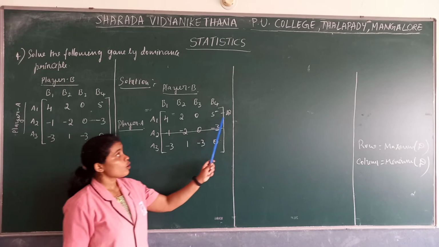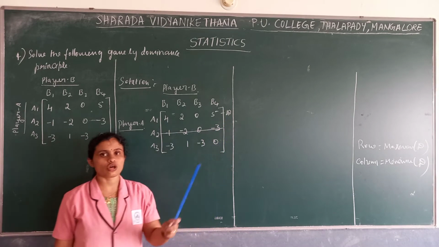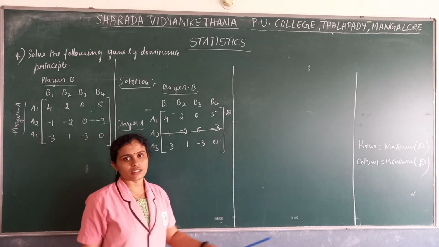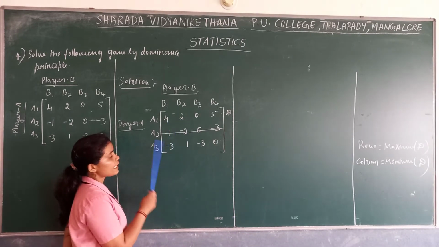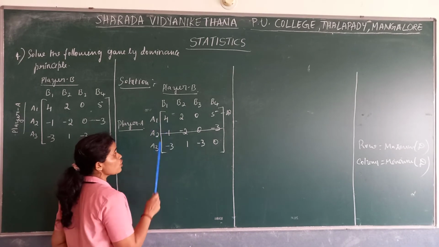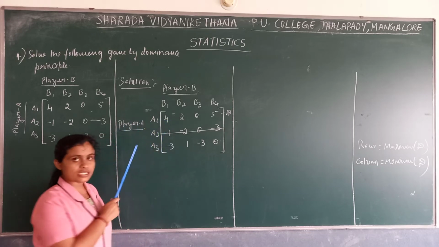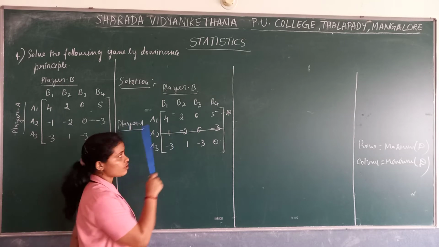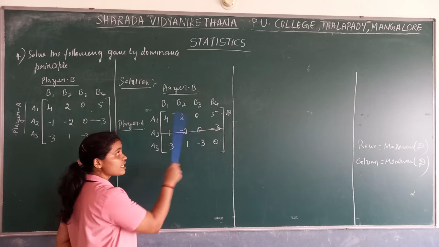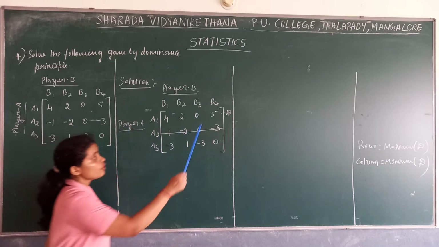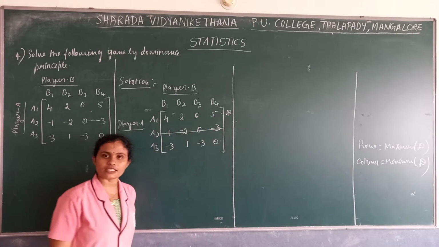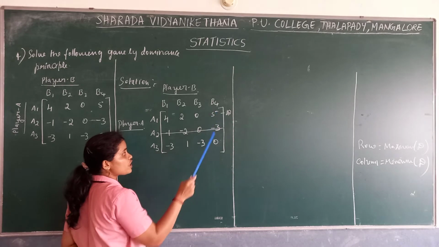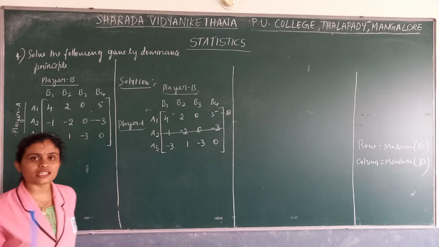As I said, once we get one row as the dominating one, we can compare it with the other rows. So we'll compare it with A3. Now 4 and -3, 4 is greater. 2 and 1, 2 is greater. 0 and -3, 0 is greater. 5 and 0, 5 is greater. Again we get this particular row dominating strategy A3.